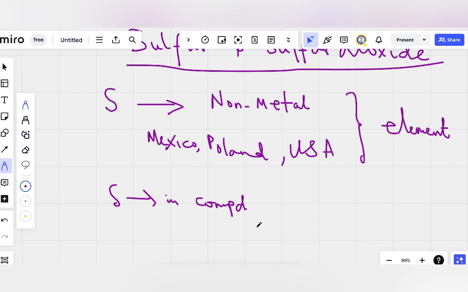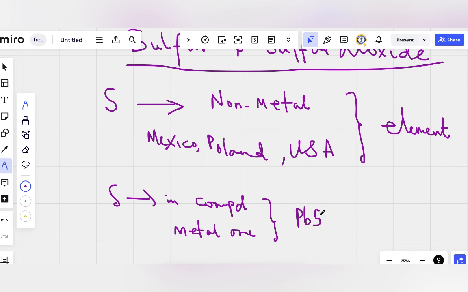A good example is metal ore. Although sulfur is not a metal, it's found in metal ore like lead ore. When you extract lead from its ore, you can find sulfur. For example, galena, which is lead 2 sulfide, PbS. Pb is the symbol for lead.